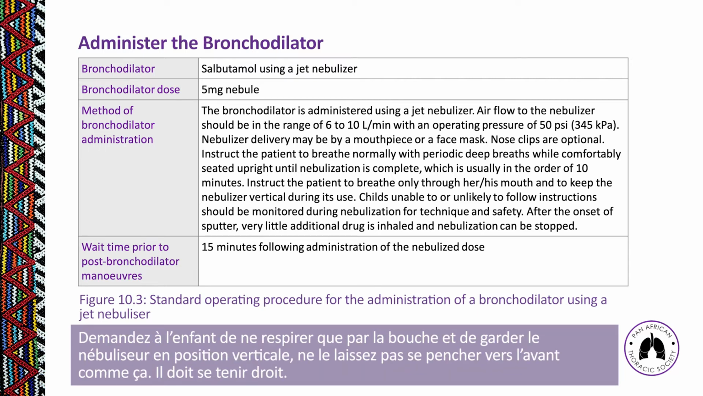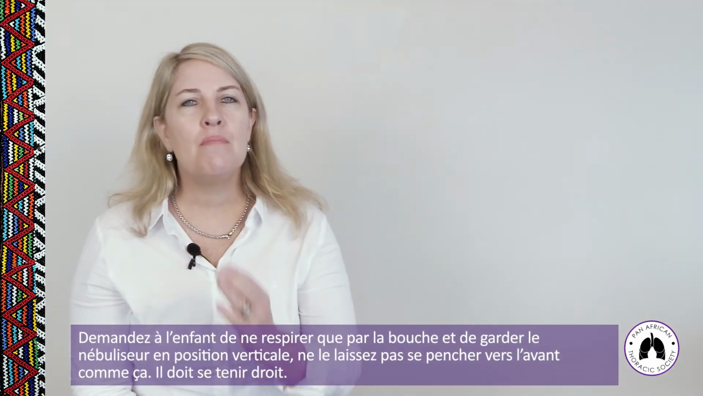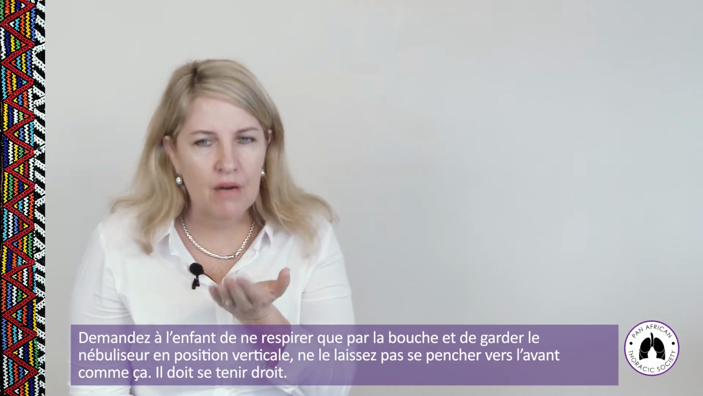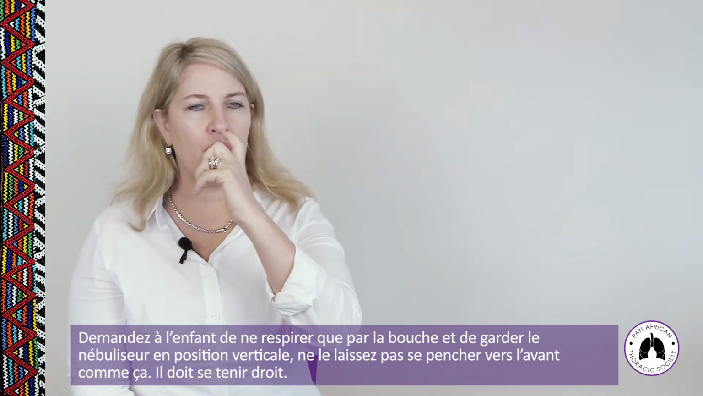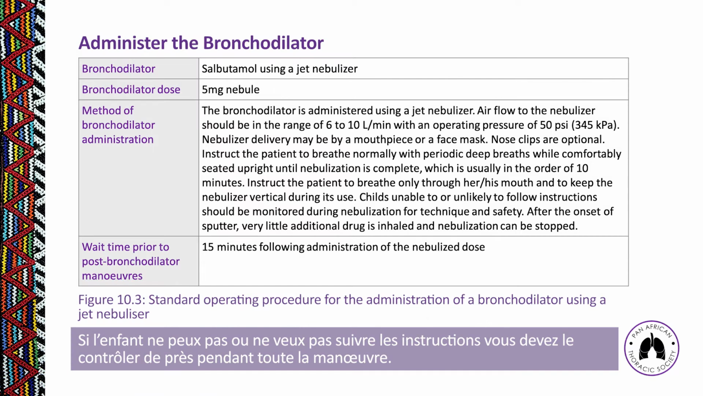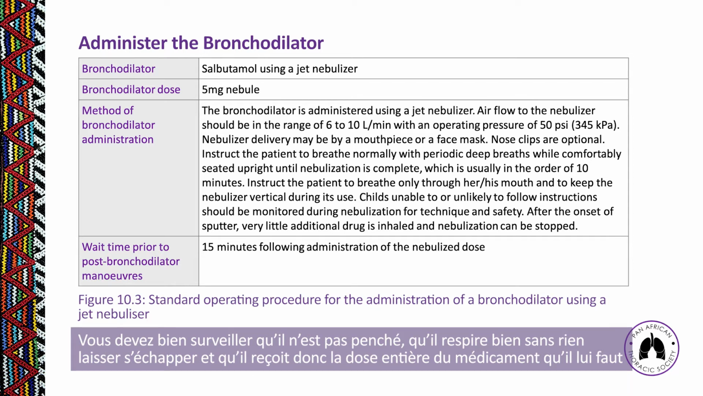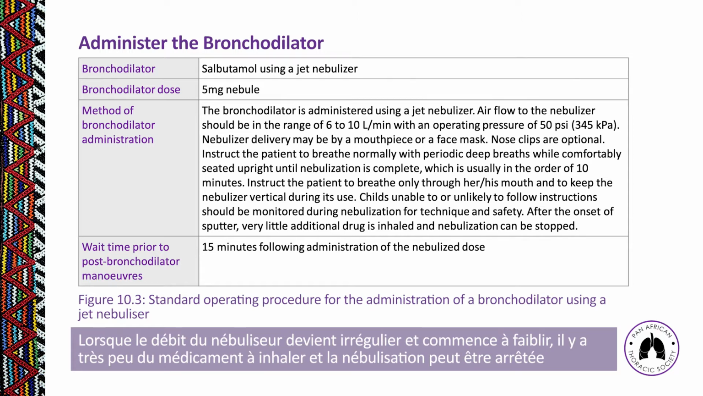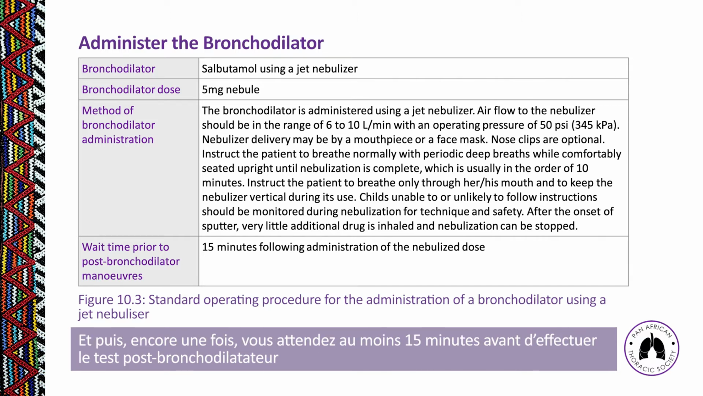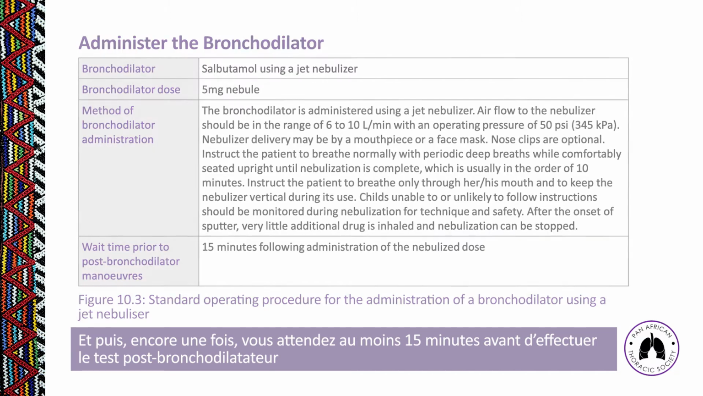Instruct the patient to breathe in only through their mouth and to keep the nebulizer vertical. So don't let them bring it forward like this. You want it to stay upright. If the child is unlikely or unable to follow instructions, you need to monitor them throughout. So you need to pay very close attention and make sure that they are holding it upright, not spilling any of it, and are inhaling nice deep breaths so that you can be sure that they have all the medication they need. When the nebulizer starts to splutter, very little additional drug is inhaled and nebulization can be stopped. So then again, you wait at least 15 minutes before you conduct your post-bronchodilator tests.